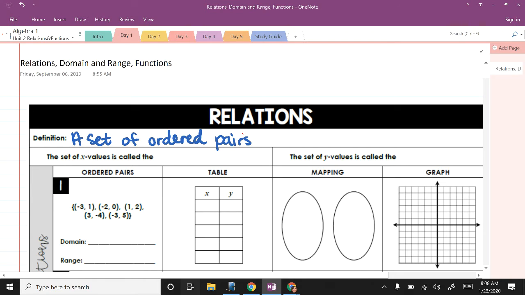A relation is just a set of ordered pairs. Okay? That's all a relation is.